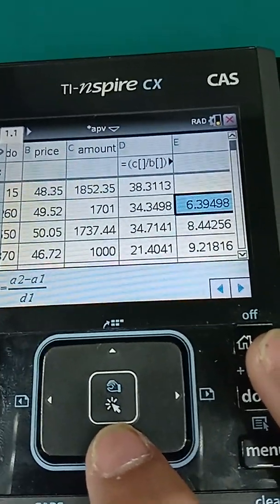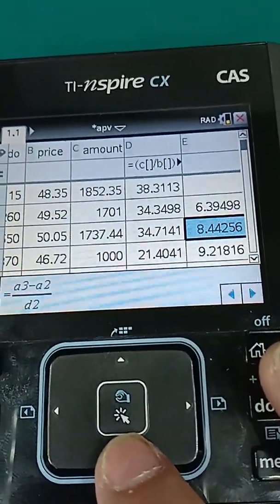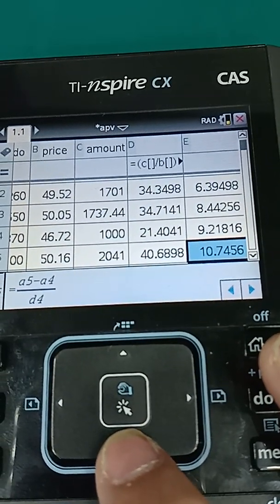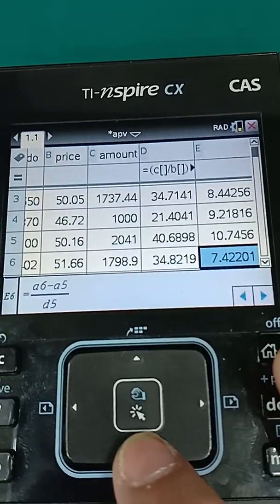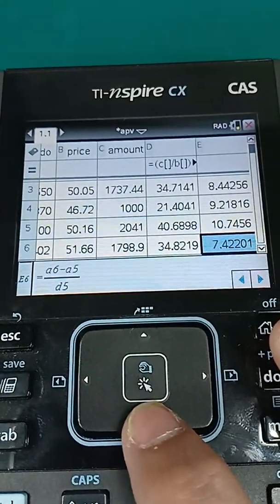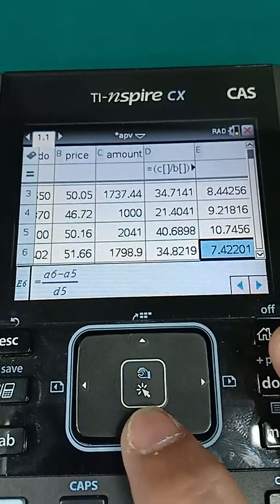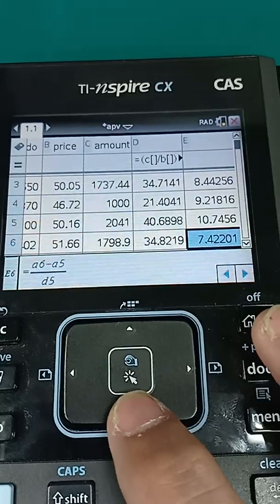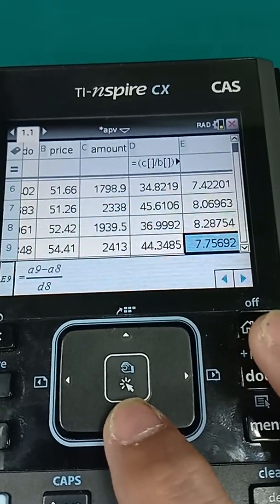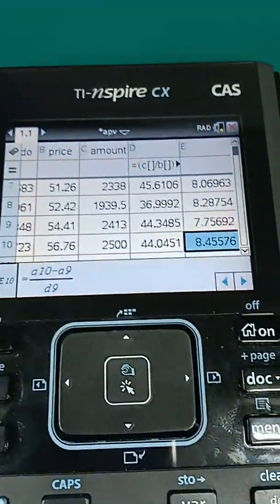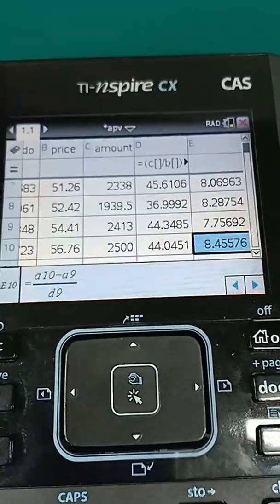Eventually it reached 8.4 kilometers per liter, then 9.2, 10, 7. Yeah, because there was a time that I drove on very steep mountain terrain when I drove to the mountain tops. 8, 7. Okay. So again, this is a very nice feature of the TI Nspire 6 CAS to do some analytics.